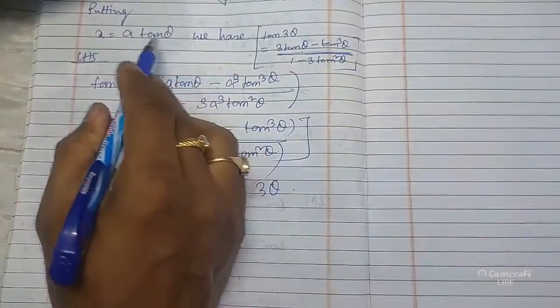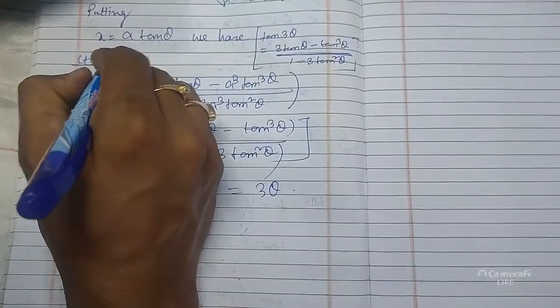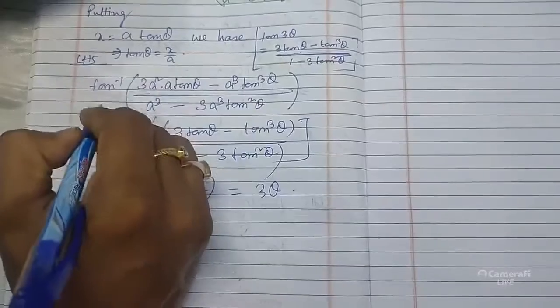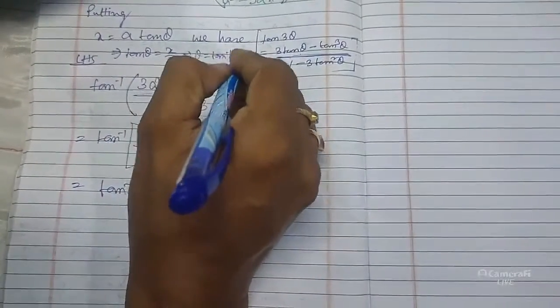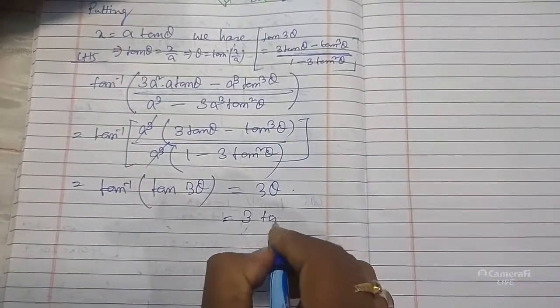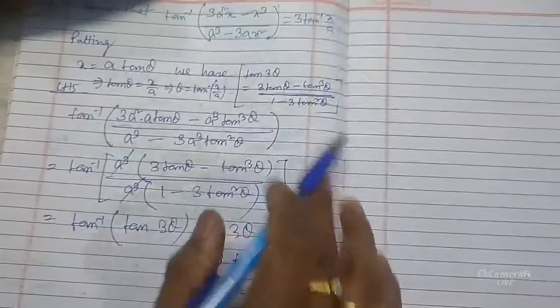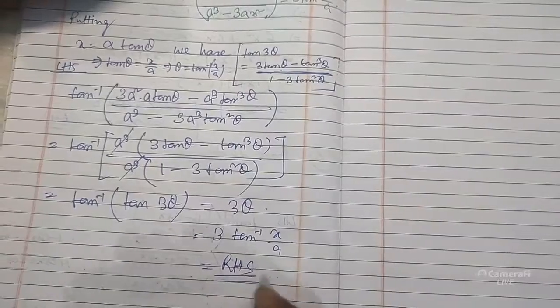Now what is the value of theta? Value of theta we will get from here. Here tan theta equals to x by a, which implies theta equals to tan inverse x by a. So 3 theta means 3 tan inverse x by a. And this is only given in the RHS. So this is equals to RHS.